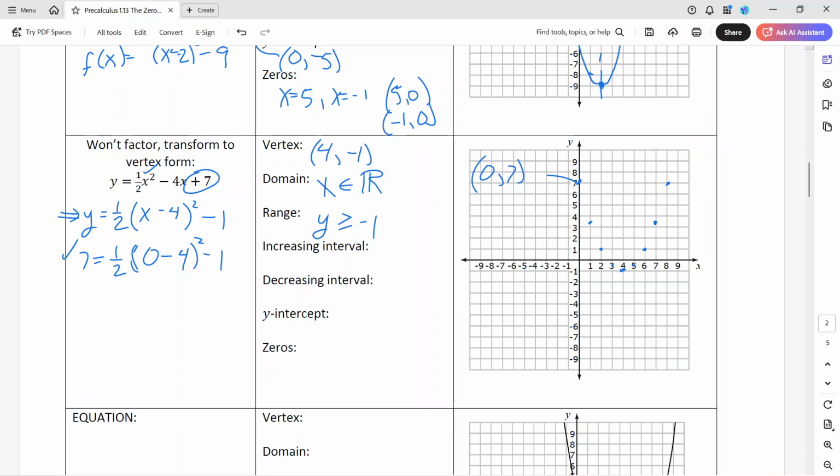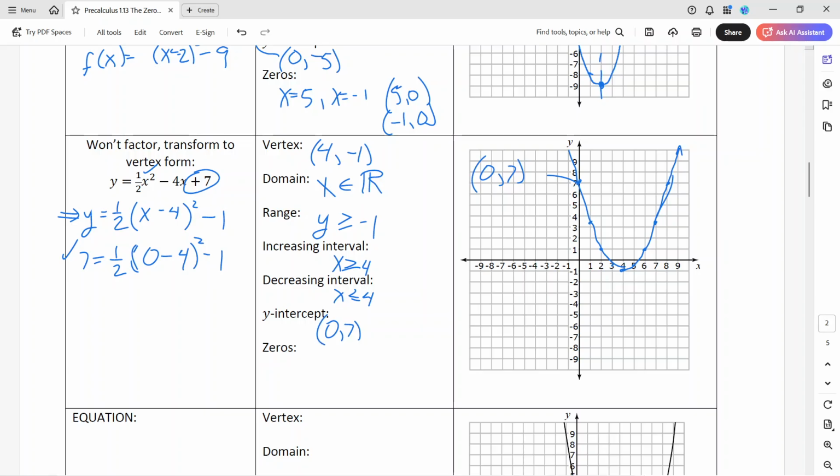So I can see that the increasing interval is everything to the right of 4. Ooh, I hate it when I make bad drawings. So increasing interval, everything right of 4. And remember, you're supposed to include that vertex point in the increasing interval. And so the decreasing interval is everything up to 4. So for x values less than or equal to 4, it's decreasing. The y-intercept we already decided was (0, 7).